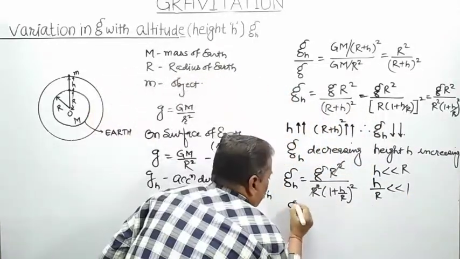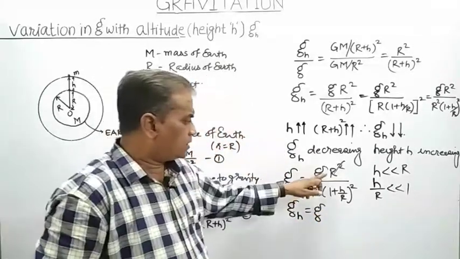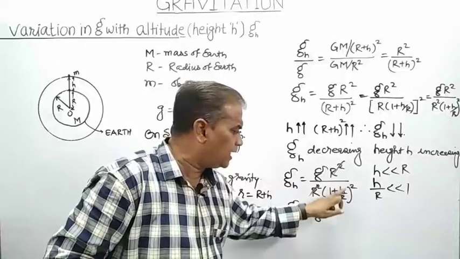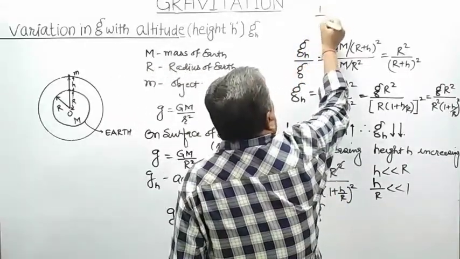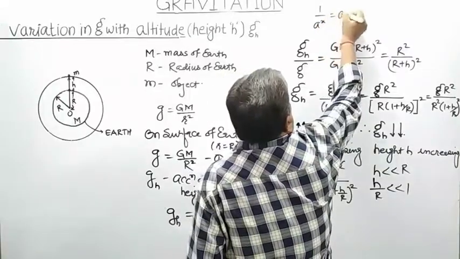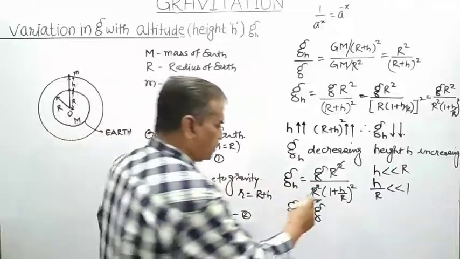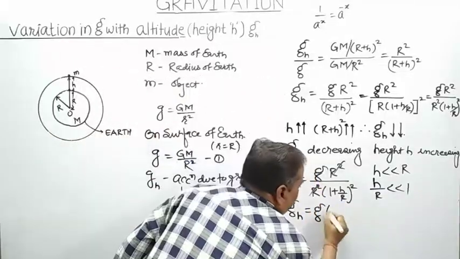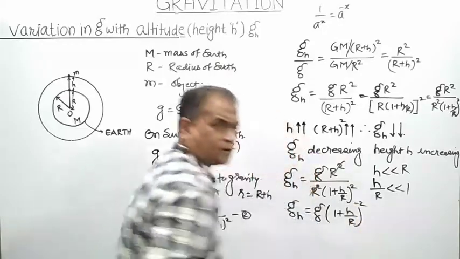So this g_h, which is equal to g into, see here, g upon (1 plus h by R) whole square. You know that 1 upon a raised to x is equal to a raised to minus x from the laws of indices. So this becomes what? g into, can I write (1 plus h by R) raised to power minus 2?